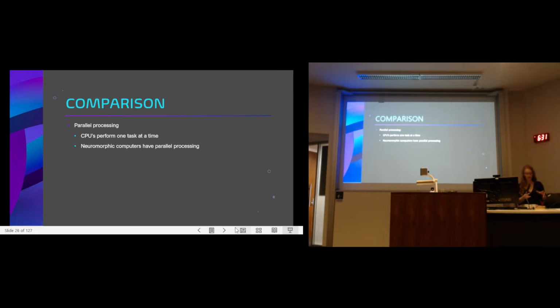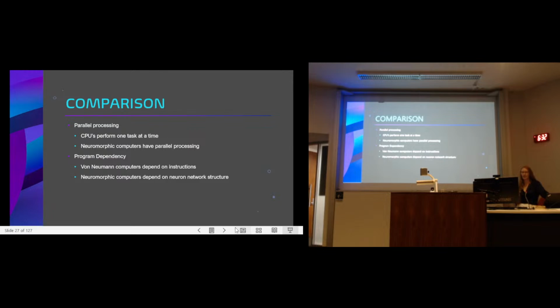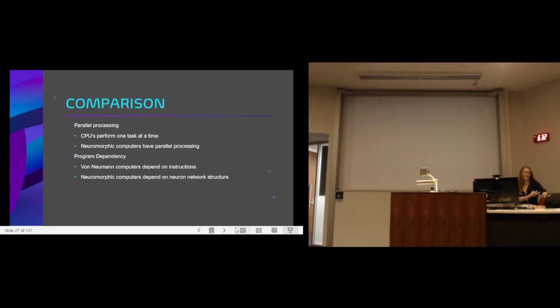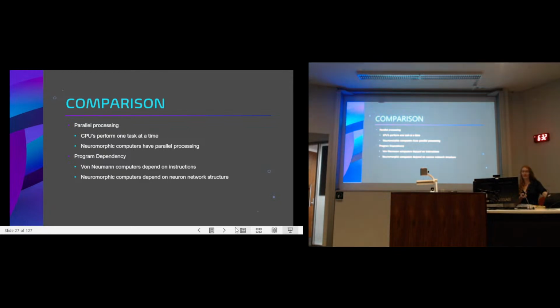So essentially, if you have free neurons in a neuromorphic computer, you can use them for different things. They can be doing multiple tasks simultaneously, just as your brain can do. So as long as you've got that free neural real estate, you can keep doing different things. Program dependency. So obviously to get a von Neumann computer to do anything, it needs to rely on programs that you've written. And I've got a note here that says, if your instructions aren't right, you're kaput. So essentially, you really want to make sure that you're giving it the right instructions. It's very dependent on that.